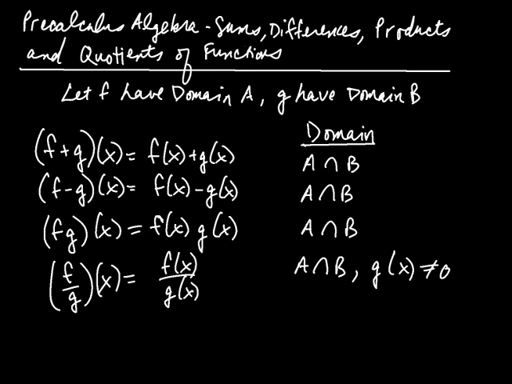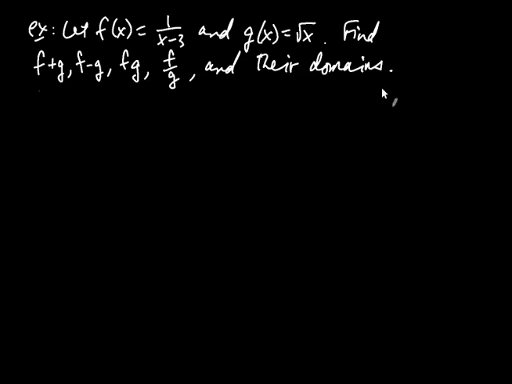Okay, let's see how this works within an example. Let's say that you were given, so this says let f of x be equal to 1 over x minus 3, and g of x equals root x. We want to find the sum, the difference, the product, and the quotient of those functions and their domains. So the first order of business is to write down the domains of the functions individually. So the domain of f, well, you can plug any number you want into f except for 3. So let's just write x cannot be equal to 3. That's the domain of f.